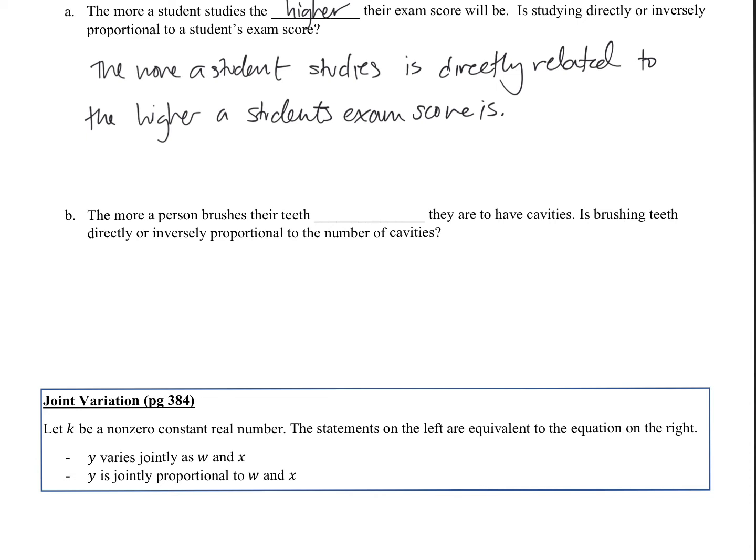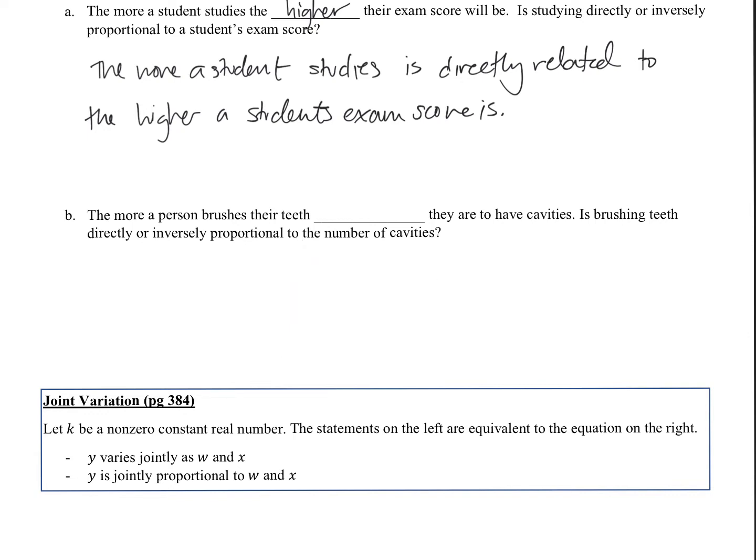Let's look at the next example. The more a person brushes their teeth, blank they are to have cavities. Let's think of brushing teeth. Will you have more cavities if you brush your teeth, or will you have fewer cavities? Well, more than likely, the more you brush your teeth, the less likely you should have cavities. So in this case, this is going to be an inverse relationship. As one goes up, the other one comes down.